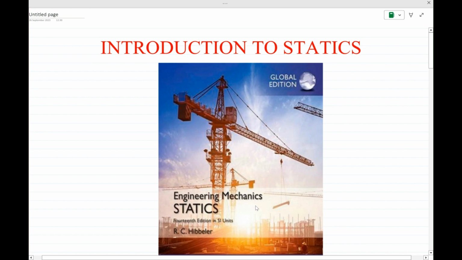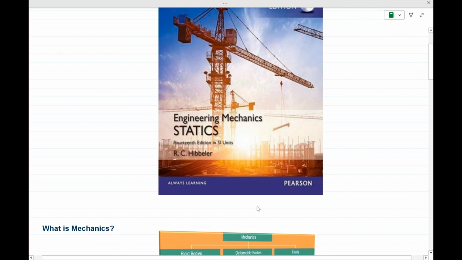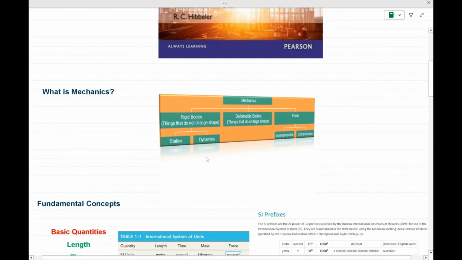Statics is part of engineering mechanics. Mechanics itself is a branch of the physical sciences that deals with bodies at rest or in motion. Mechanics is divided into three branches: rigid bodies, deformable bodies, and fluids. Rigid bodies is divided into two branches: statics and dynamics. And of course, for this module we are interested only in the statics part.